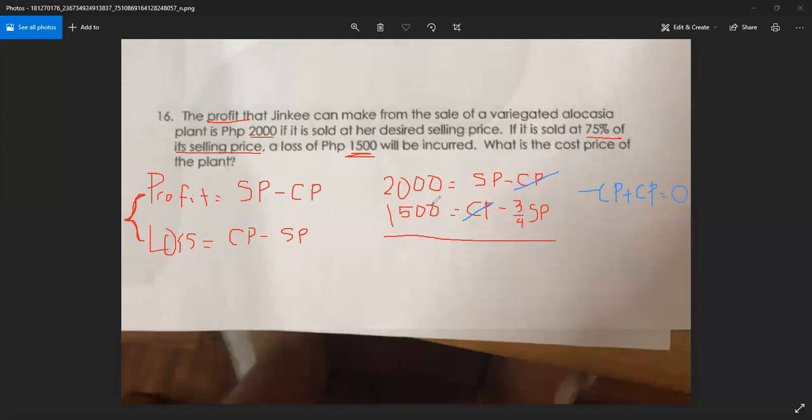Adding this will now be 3,500. 2,000 plus 1,500 is 3,500, which is equal to selling price minus 3/4 of the selling price. That is 1/4 of the selling price. Solving for the value of the selling price, we multiply everything by 4. So is the answer 12,000? Correct. The answer is 12,000.